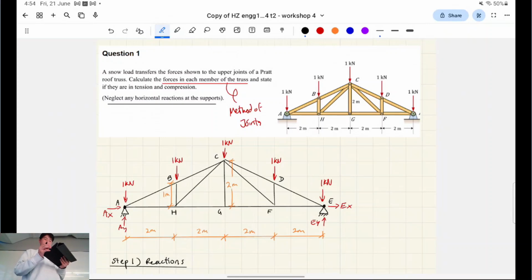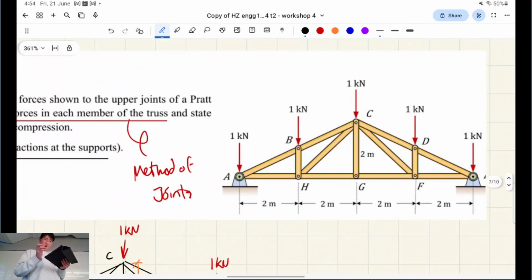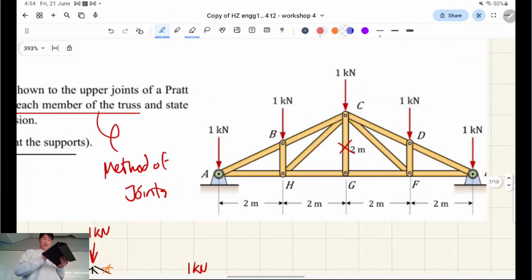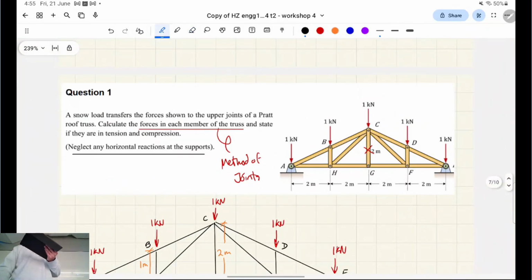CH? DC? GC? Very good. So that's zero force, because at this node, we have 2 collinear and 1 non-collinear with no external forces. So GC is zero force, right? You got a question?